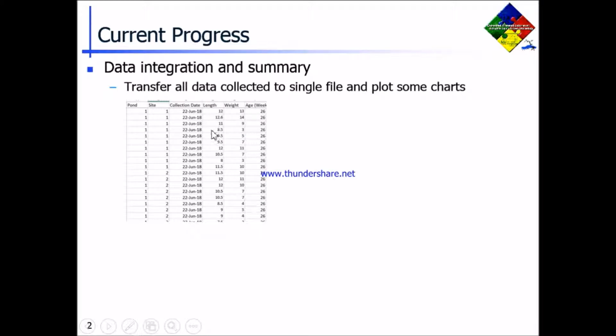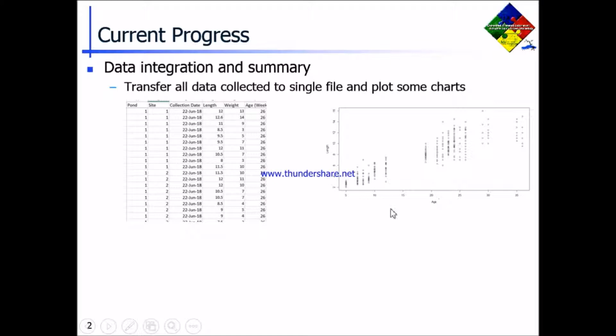In order for me to visualize the data and easily know the maximum and minimum values, I need to plot some graphs and charts here. I started with the length versus the age of the shrimp. This is the data, so you can see the distribution of the data.